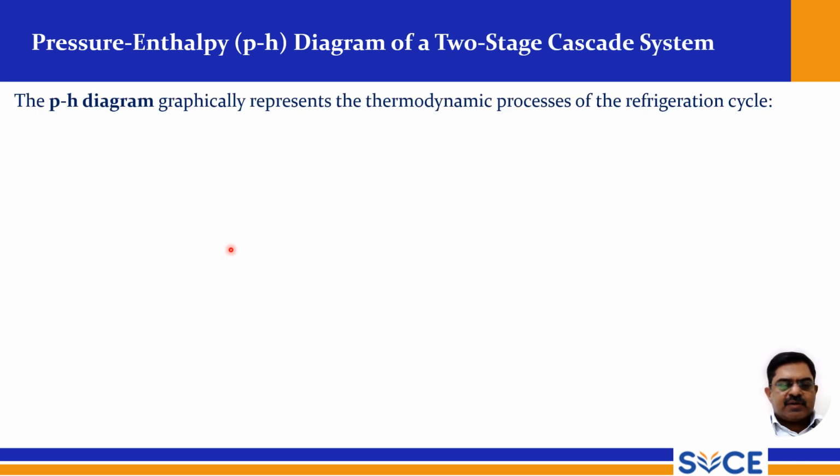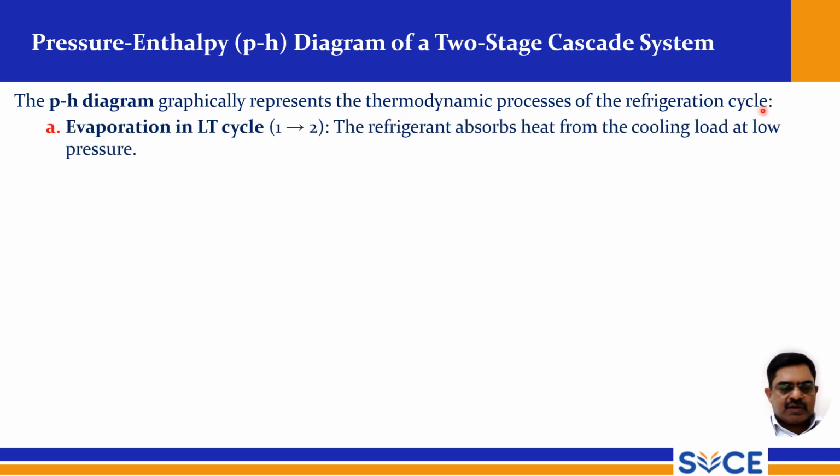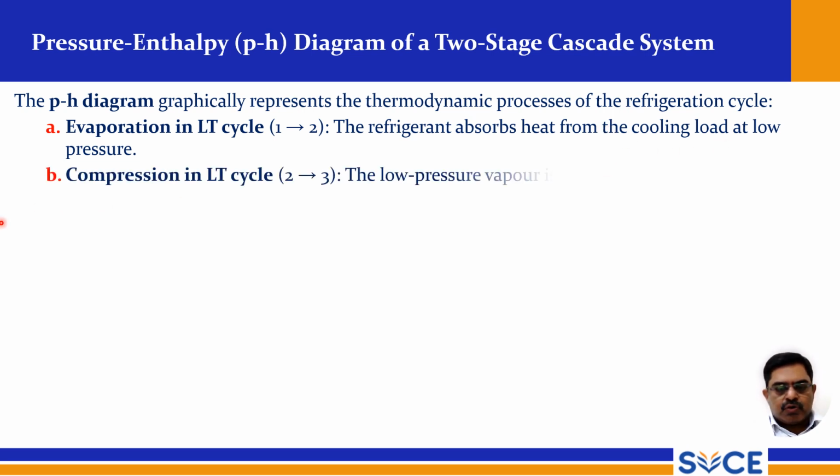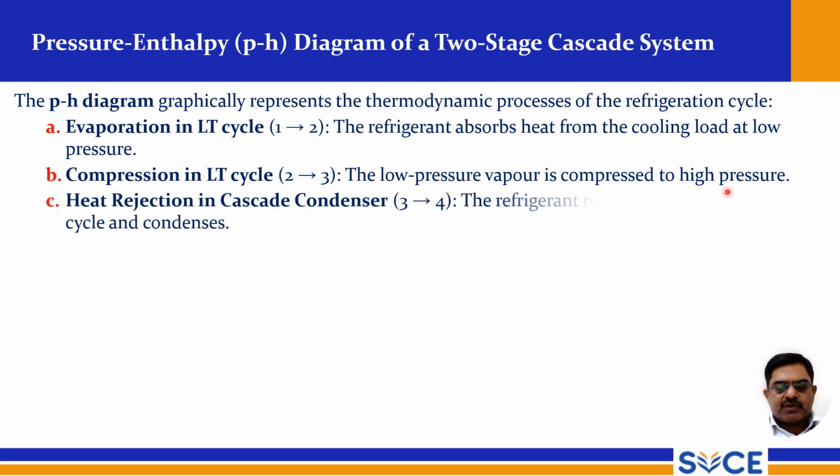So the pH diagram graphically represents the thermodynamic processes of the refrigeration system. The pH diagram, like the TS diagram, we have seen in the earlier slide. Evaporation in the LT cycle, that is from 1 to 2, the refrigerant absorbs the heat from the cooling load at low pressure. Compression is taking place from 2 to 3, the low pressure vapor is compressed to high pressure.